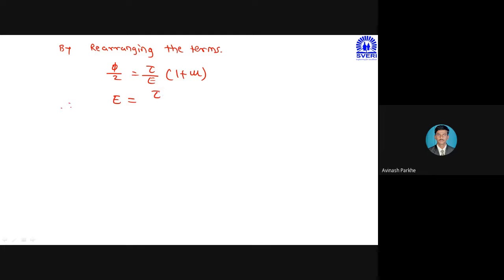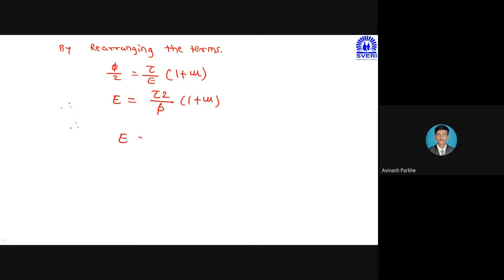Tau into 2 divided by phi. This 2 is present at the left side. If I take it to the right side, it goes to the numerator and gets multiplied in bracket 1 plus mu. This phi is present at the left side in the numerator. If I take it to the right side, here it will get divided.